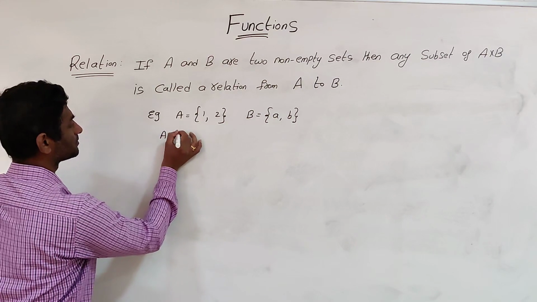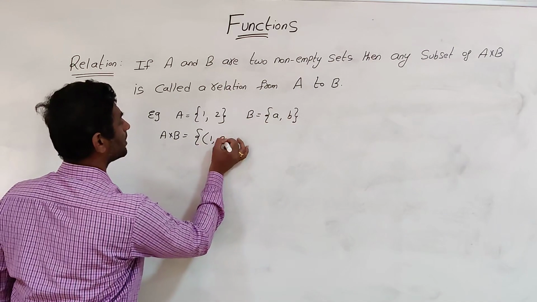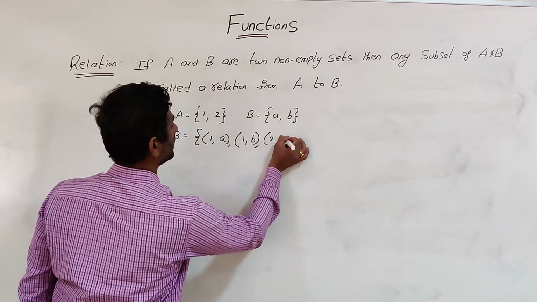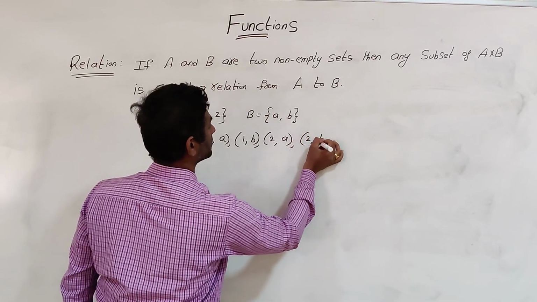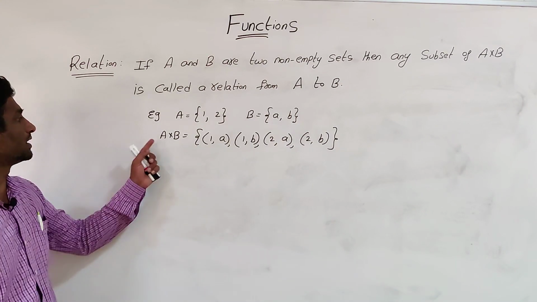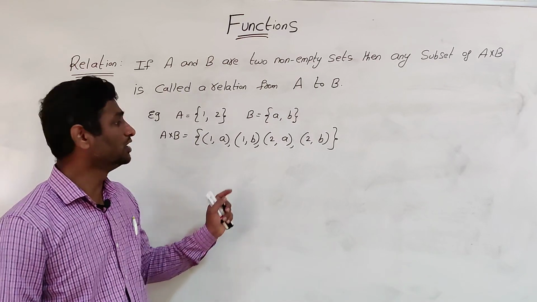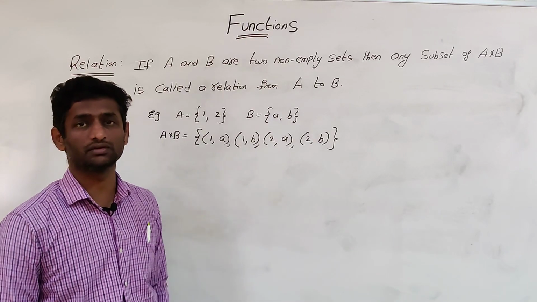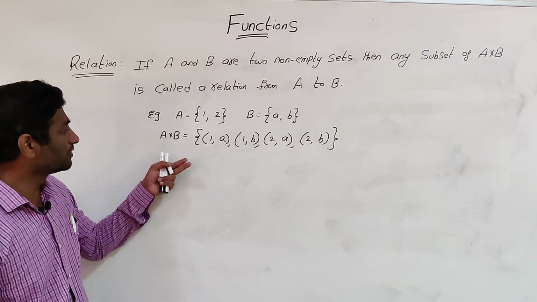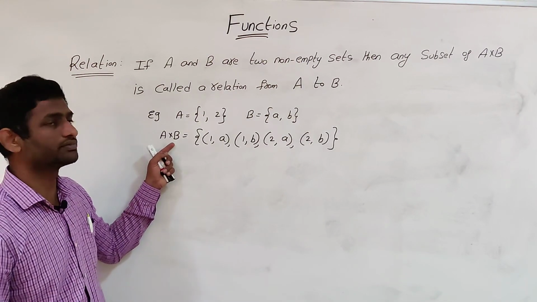Now what is A cross B? A cross B is the set of all ordered pairs: (1, a), (1, b), (2, a) and (2, b). So these are the 4 elements present in the Cartesian product. And the number of subsets we can form is 2 to the power of 4, that is 16. Let us find out what the subsets of A cross B are.